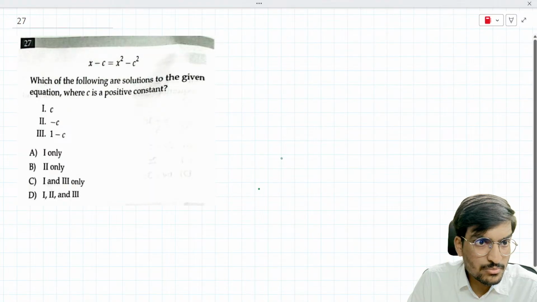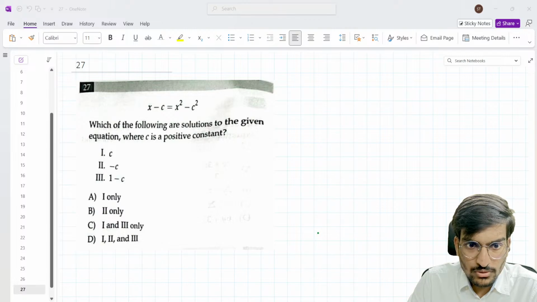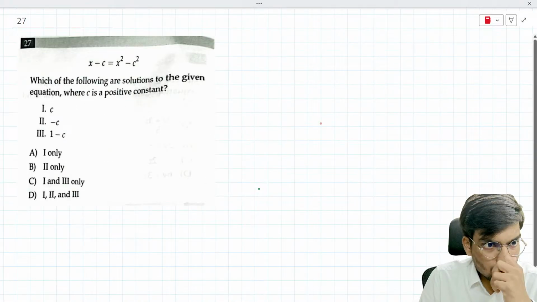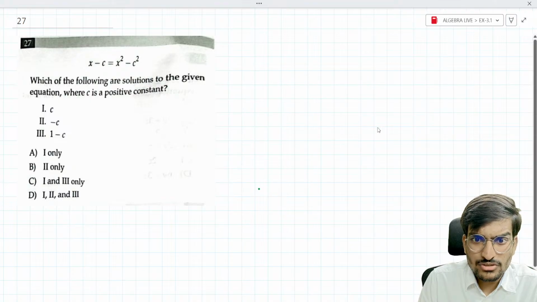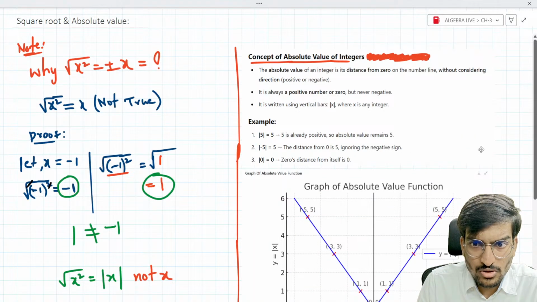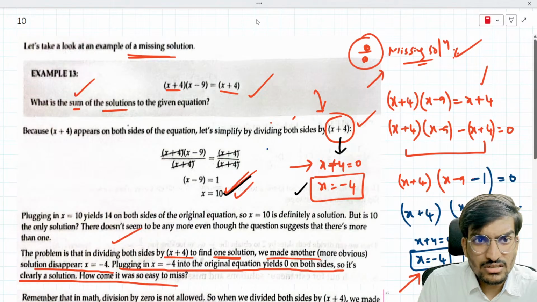This is the main question for today, question number 27. You can get this only if you have attended the previous session. Let me see how to solve this. Do you know what we discussed yesterday? Yesterday we discussed this topic. I'll just revise it so that you can understand what we are going to solve.